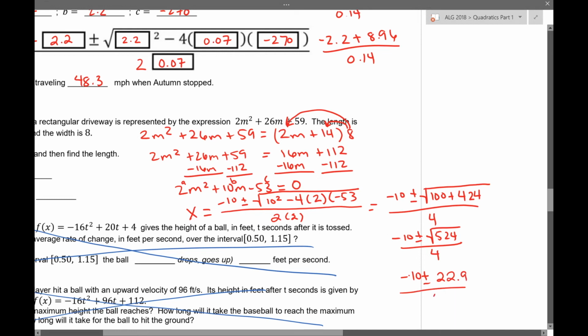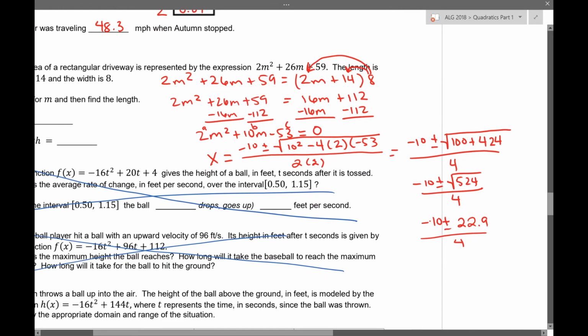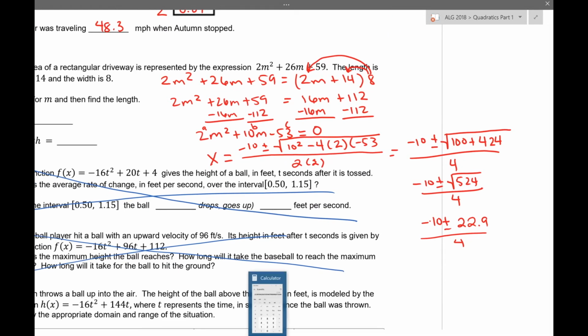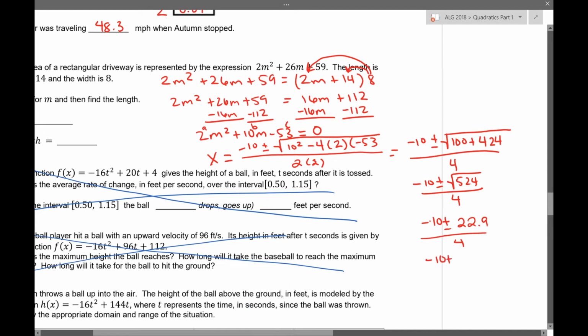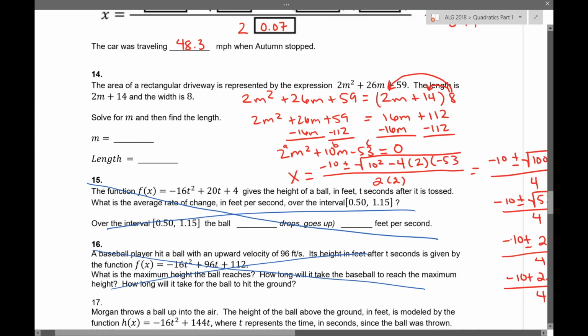22.9 over 4. Okay. Now, since we're talking about length, again, we can't have a negative length, so we're only going to add here. So I'm going to do negative 10 plus 22.9 divided by 4. So negative 10 plus 22.9 and then I'm going to divide that by 4, 3.22. So this m is 3.22.